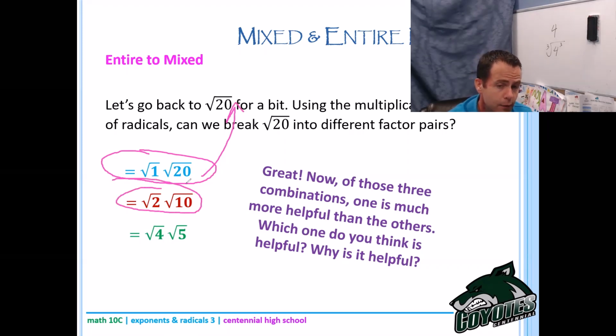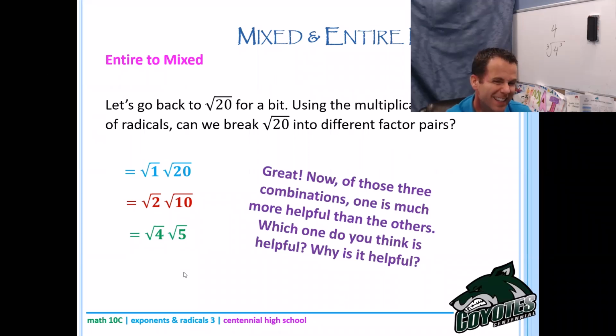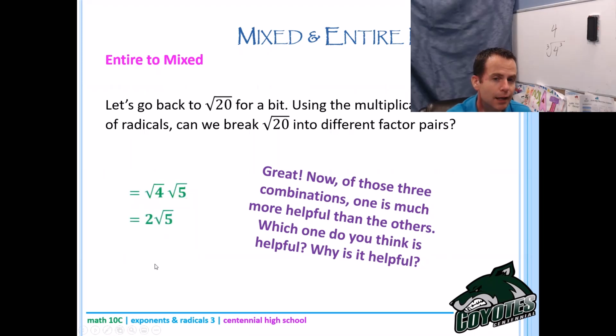This guy is also utterly useless because I don't know what the root of two is. It's some random decimal. And I don't know what the root of 10 is. It's some random decimal. So that doesn't really make things more simple for me. It actually probably makes things more complicated. Okay. But the root 4, root 5, he's kind of friendly because I know that the root of 4 is, yeah, that's where you all yelled, 2. So instead of writing root 4, I can now write that as 2. And look at that. You just took your entire radical and you converted it to a mixed radical. Okay. So that's the next thing we're going to practice.